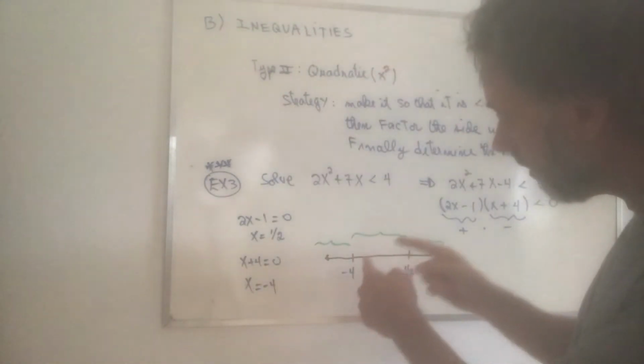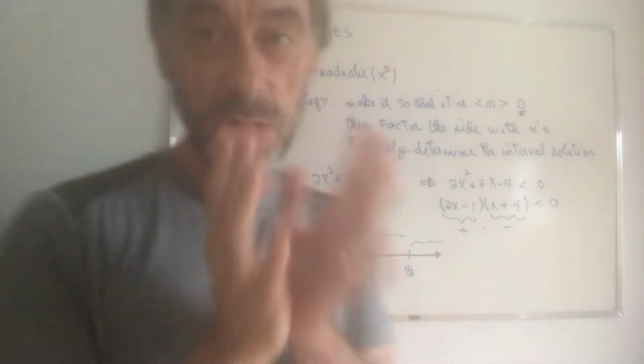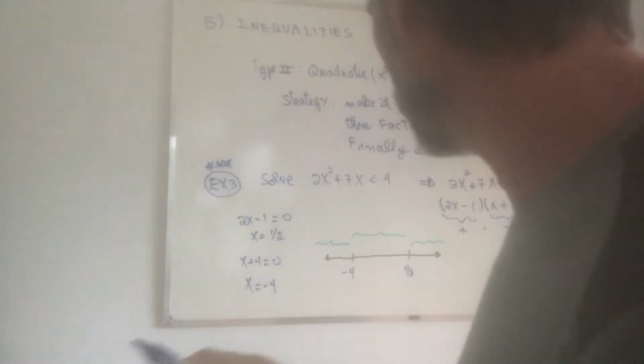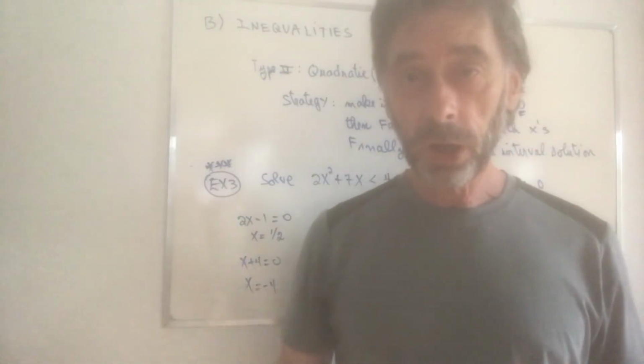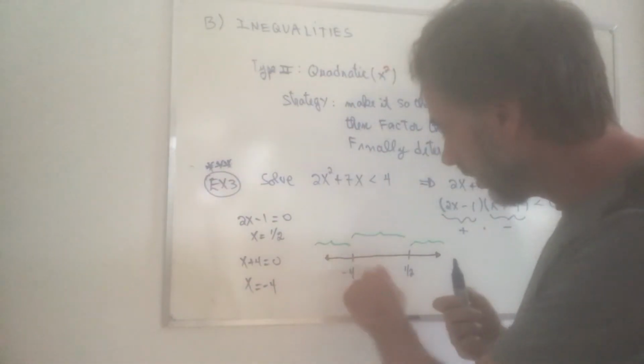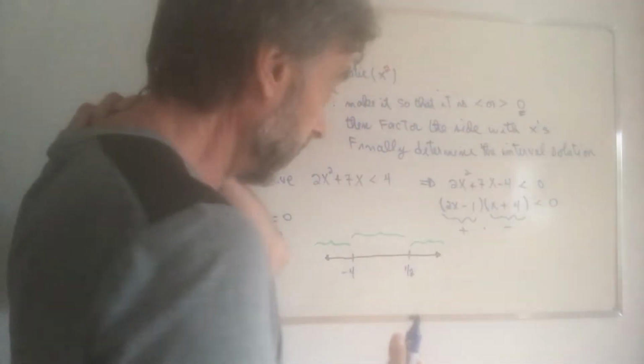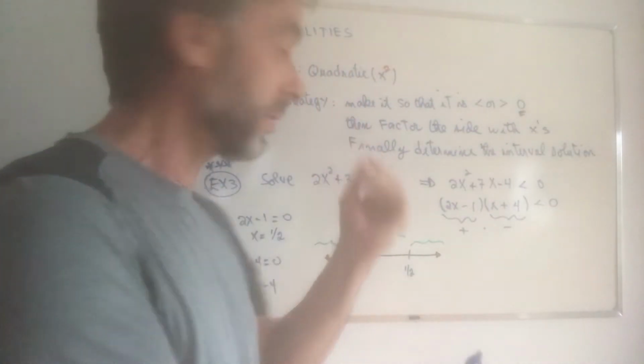What we want is to determine which of these intervals will eventually satisfy the original inequality. And to do that, some of you will remember, I hope you do, super easy. Why? Super easy. Pick a number in each of these intervals and actually determine if it actually works in the equation or not.